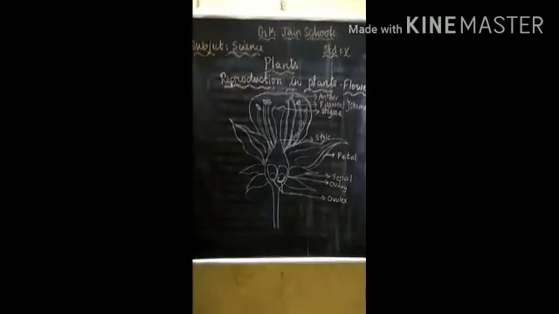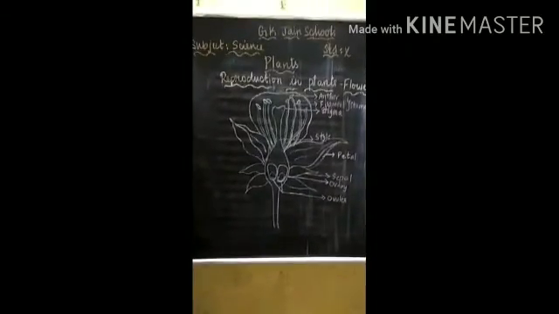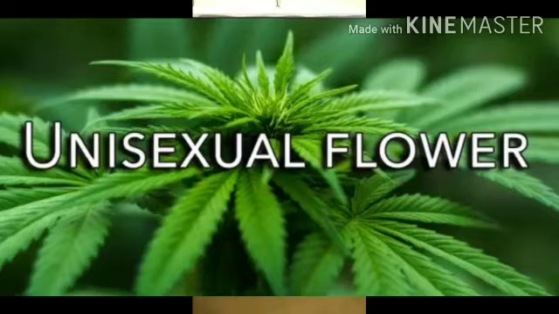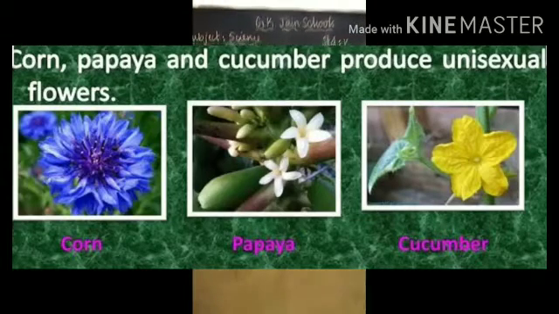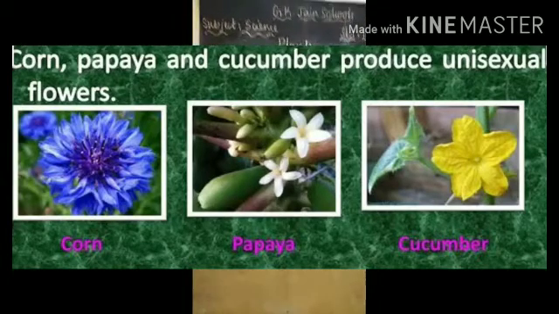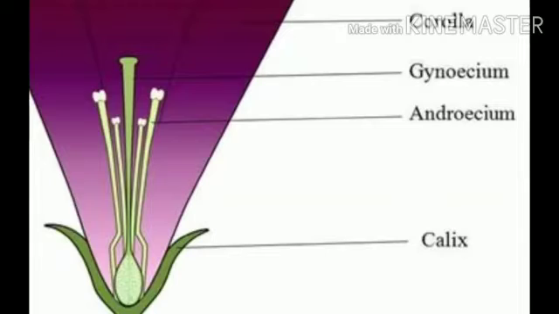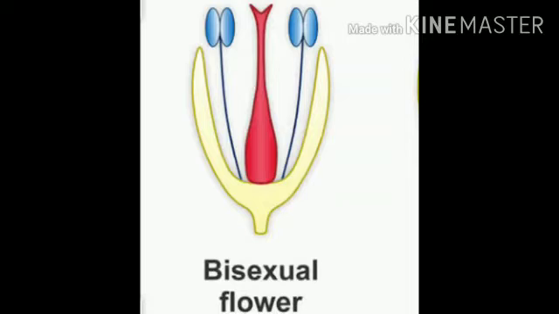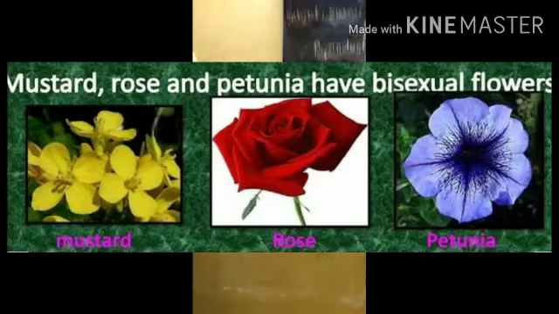The flowers which contain either androecium or gynoecium are called unisexual flowers. Examples for unisexual plants are corn, papaya and cucumber. These are the flowers which contain only the androecium or gynoecium. The flowers which contain both androecium and gynoecium are bisexual flowers. Examples for the bisexual flowers are mustard and rose.